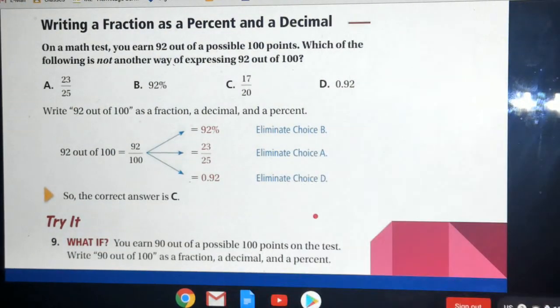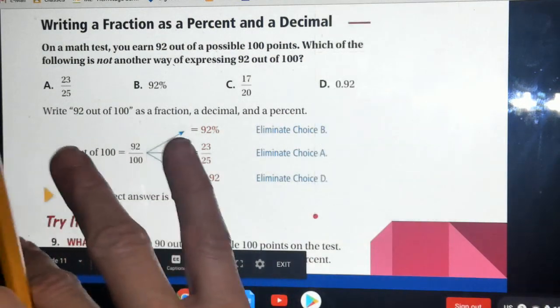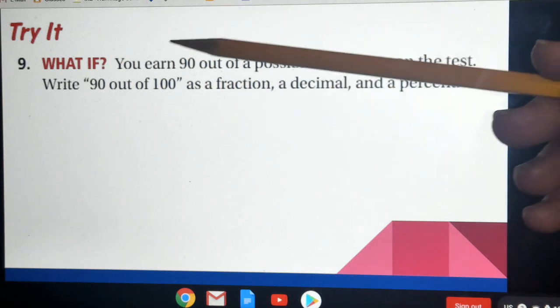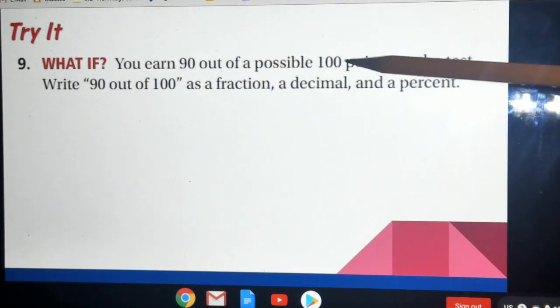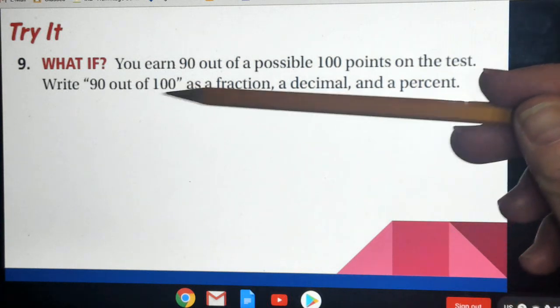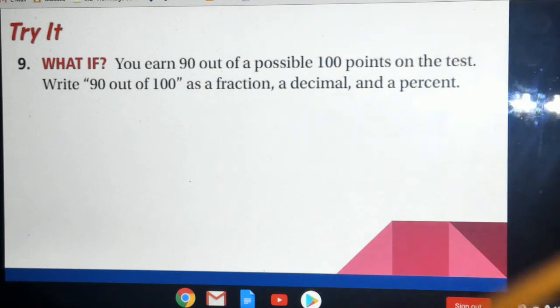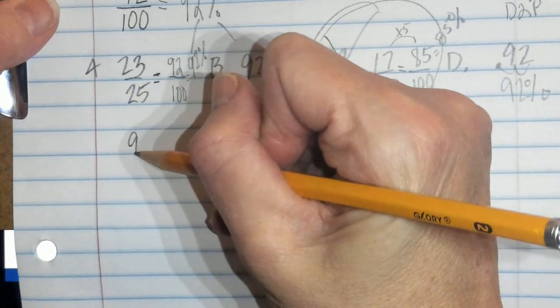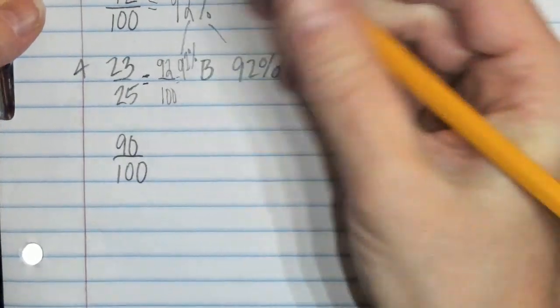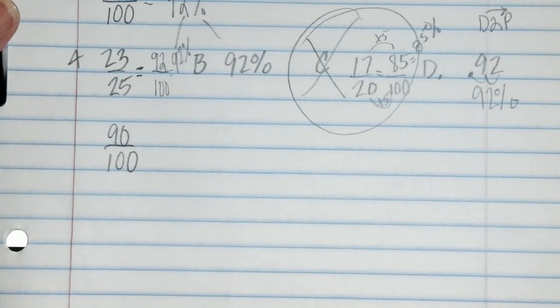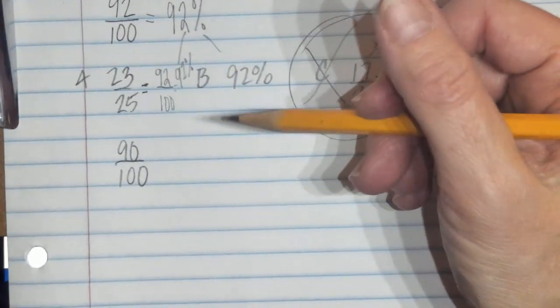So what I'd like you to try is write this down in your notes. You don't have to write the whole question, just try to solve this. You got 90 out of a possible 100 points on a test. Write 90 out of 100 as a fraction, a decimal, and a percent. So take a moment right now, pause the video, and do that. So it's 90 out of 100, and we want to write it as a fraction, a decimal, and a percent.